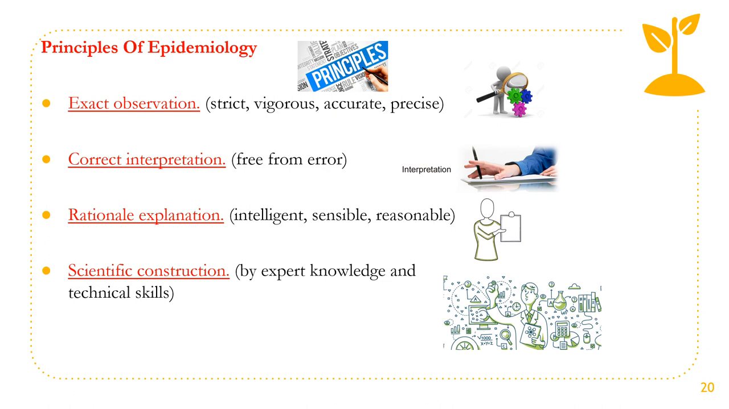Coming to the principles of epidemiology, the first and foremost principle is exact observation. You have to observe very carefully, then only you can guess what is the probability or what is the cause for this kind of disease. Then the correct interpretation. Correct means accurate, that is free from error. Then the rationale of explanation.